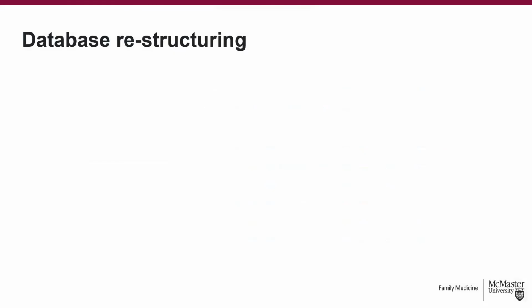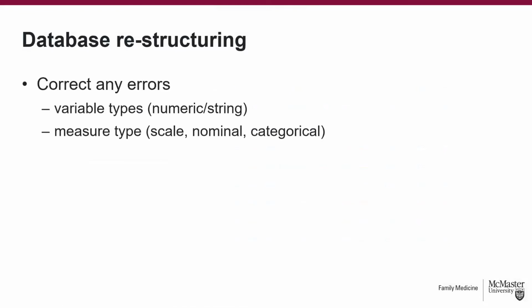So database restructuring. Once you have your base data, like your raw data as it's been collected, there are some things that you might want to do in the restructuring. So first, correcting any errors. Sometimes when you import data, something that you had inputted as numeric, for some reason Excel thought that column was a string. Little things like that, if you don't fix them here, later when you're doing your analysis, can cause errors.